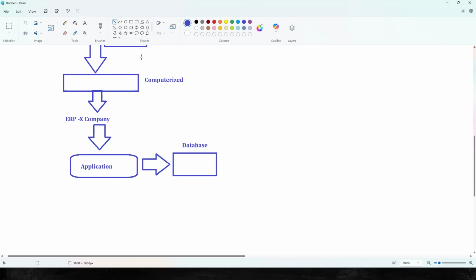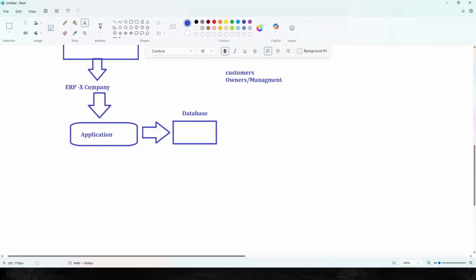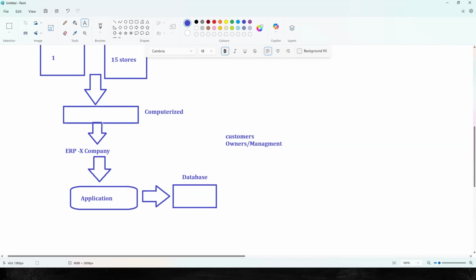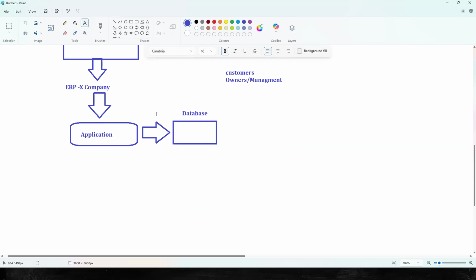In any business, there are two very, very important people. What are those people? One is customers, and the other is owners or management, right? Agree? So these are the people. Now let me give a very simple use case. Now I went to DMart. Consider this is the DMart store. DMart has 300 stores.